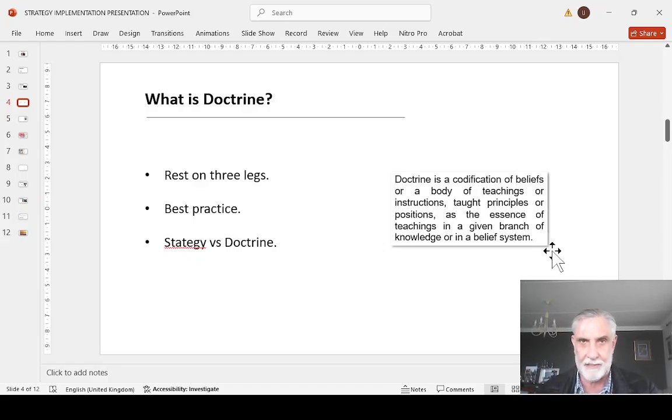Strategy and doctrine are two sides of the same coin. So whereas doctrine says how things should be done, strategy says how it will be done, because there are always limitations on employing pure doctrine, normally of a financial nature. And we've seen it in our environment as well.